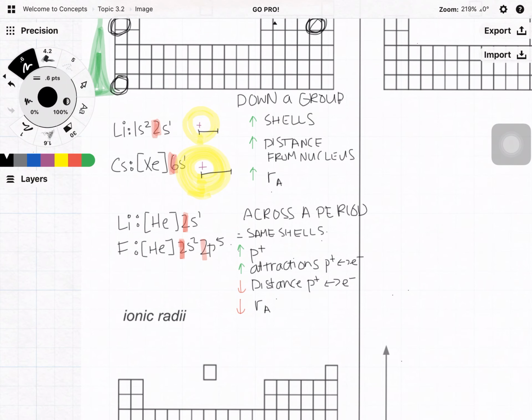So again, there is the same number of shells as we go across the period. How do we know? Both lithium and fluorine only have electrons in the second energy shell. And so, even though it's the same number of shells, we have more protons, which means that there's a greater attraction between the protons in the nucleus and the valence electrons, a decreased distance, and a decreased atomic radius.